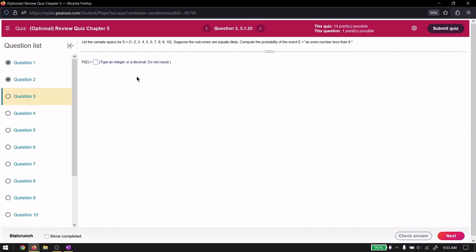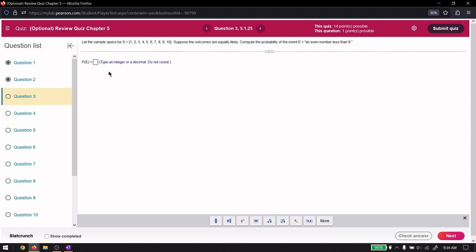So we have a sample space of 10 possibilities, so we know it's going to be division by 10. And we want the probability of the event E, an even number less than 9. So what even numbers are less than 9 in our sample space? We have 8, 6, 4, and 2. 10 is not less than 9, so we do not include that. That's 4 possibilities out of the total 10. We have a probability of 4 out of 10. It wants a decimal, so we're going to go 0.4.